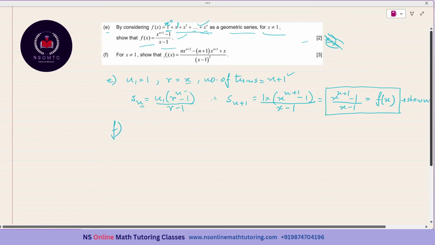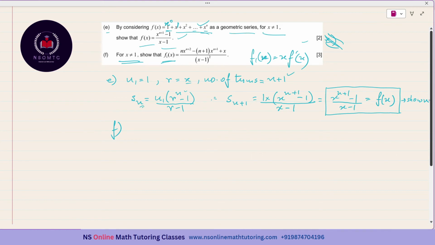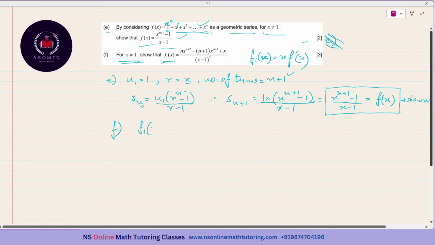Subpart F, for x not equal to 1, show that f1 of x. What was f1 of x? It was x times f dash of x. Okay. So f1 of x is this. Therefore, f1 of x is equal to x times f dash of x, equal to x times. We have to differentiate this expression. We will be using the quotient rule for this. Okay.